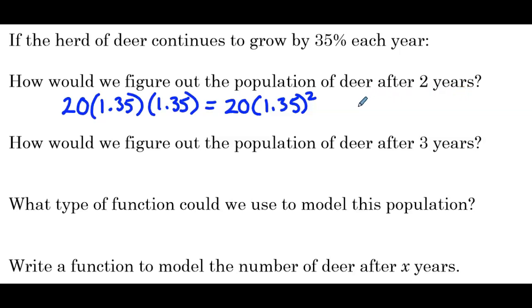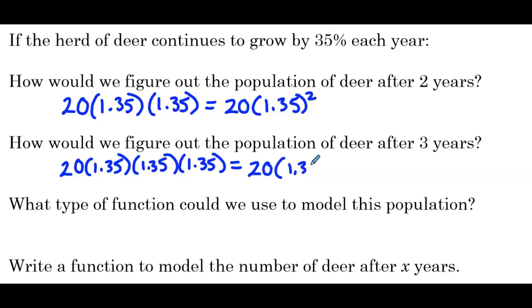Now some of you are probably wondering, why didn't I just do 27 times 1.35? And we could have. That would have answered this question. But remember, we're trying to build up to an exponential growth function here. So now, how would we figure out the population of deer after 3 years? Well, if we take the same line of thinking from above, we'd have 20 times 1.35 times 1.35 times 1.35, for the first, the second, and the third year, which we can condense nicely as 20 times 1.35 to the third.